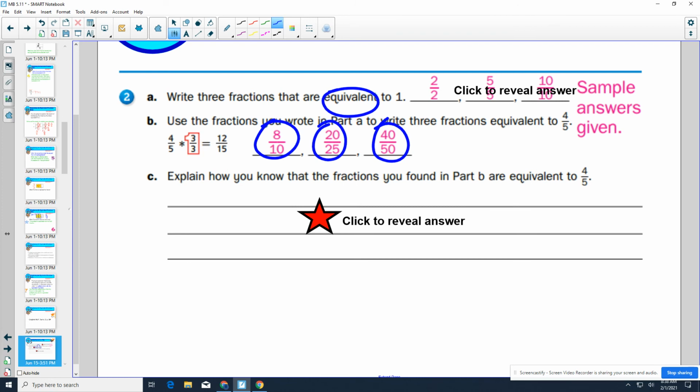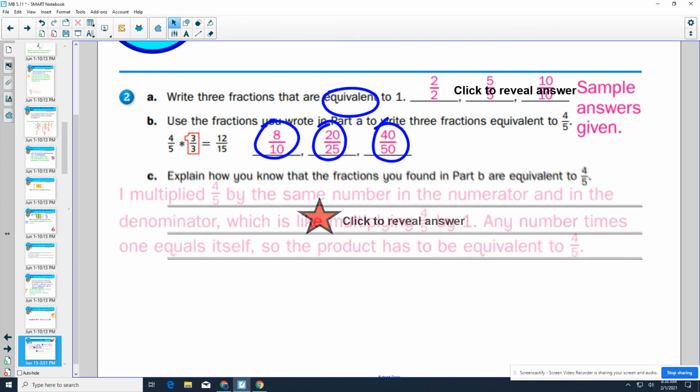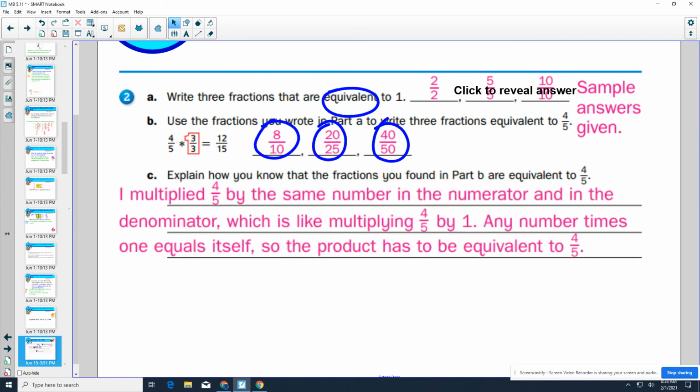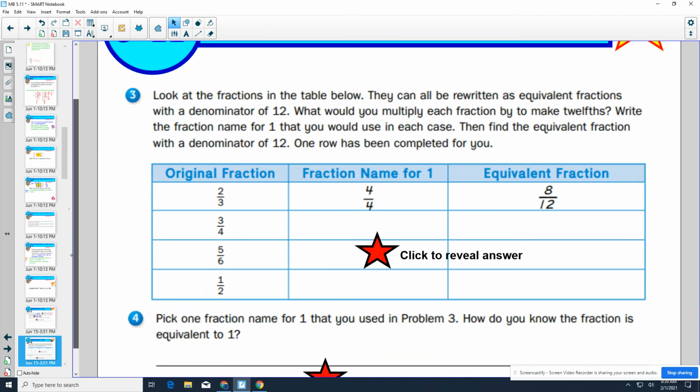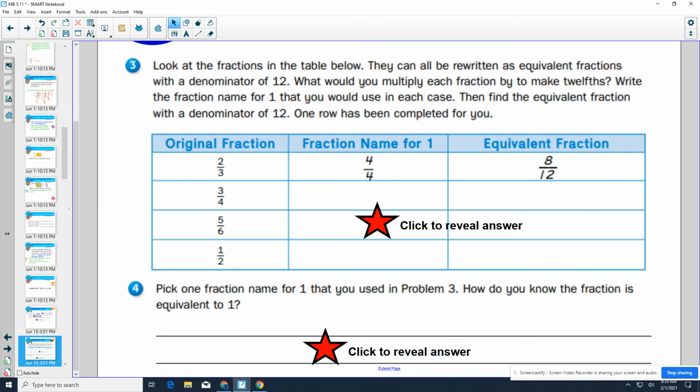Explain how you know that the fraction you found in part B is equivalent. You should have already answered this. Let's look at our sample response here. I multiplied 4/5 by the same number in the numerator and in the denominator, which is like multiplying 4/5 by 1. Any number times 1 equals itself, so the product has to be equivalent to 4/5. And then here, if you haven't already completed this, go ahead and pause the video and complete that now.